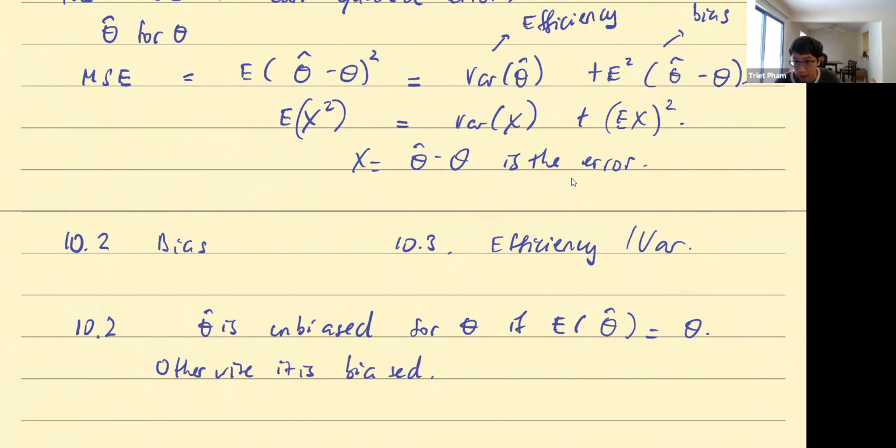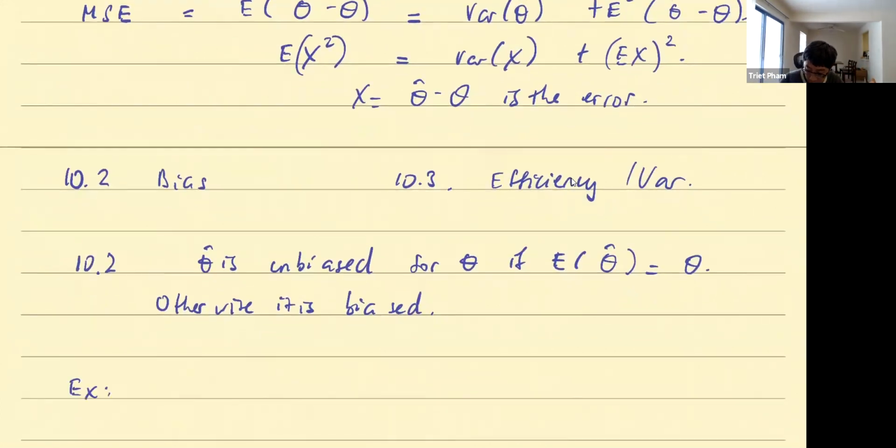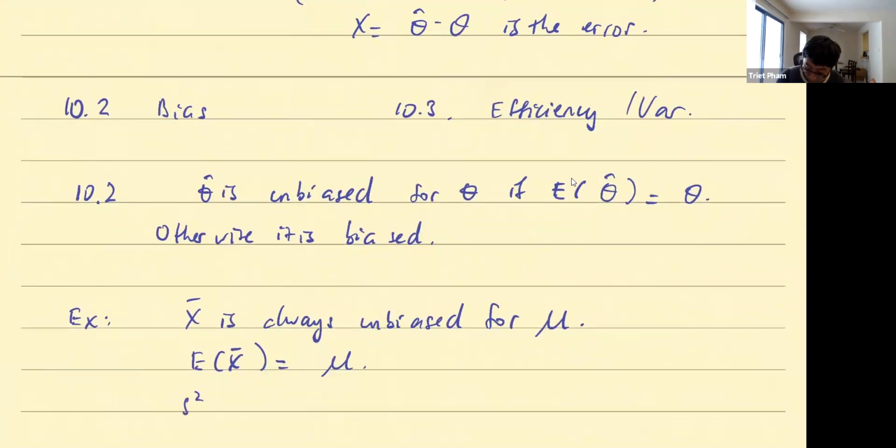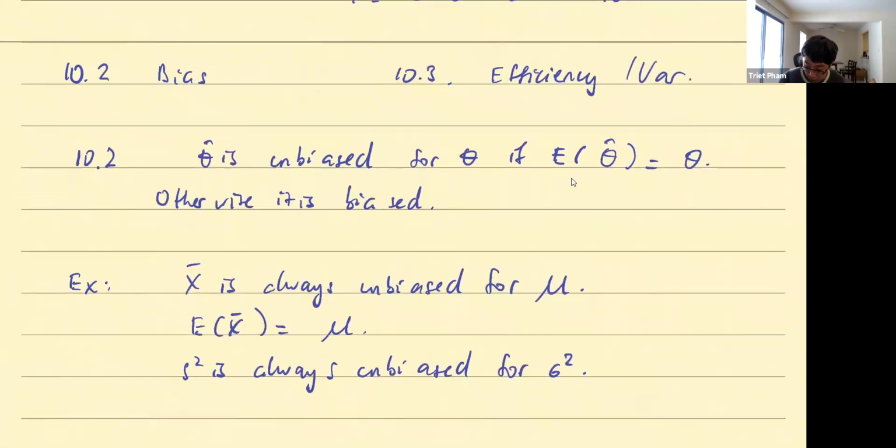So it's as straightforward as it can get. For example, X bar is always unbiased for mu. This is one of the things that we established right from week 2, because the expectation of X bar, as we always say, is mu. That's it. S square is always unbiased for sigma square. Why? We established that too. The expectation of S square is always equal to sigma square. Universal. As long as we have an IID sample, we have this.